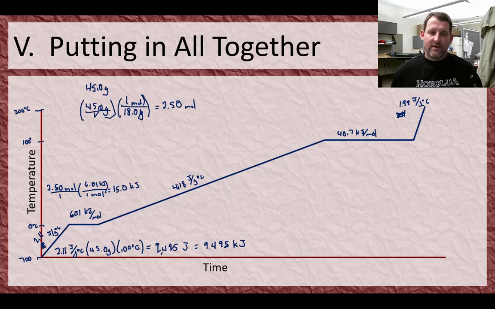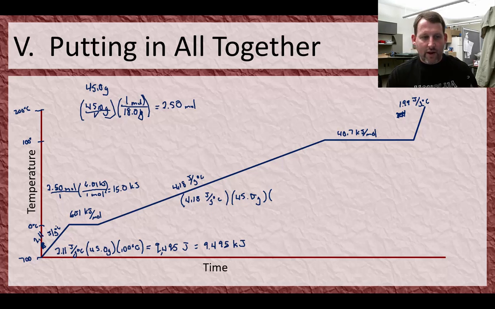All right, the next one is this one. So we need to figure this one out. So again, I'm going to say, hey, I know it takes 4.18 joules per gram degree Celsius, but I don't have just 1 gram. I have 45 grams. So I'm going to multiply that number by 45 grams. And I'm not going up just 1 degree Celsius. I'm going from 0 all the way up to 100 when I'm heating water. So times 100 degrees Celsius.